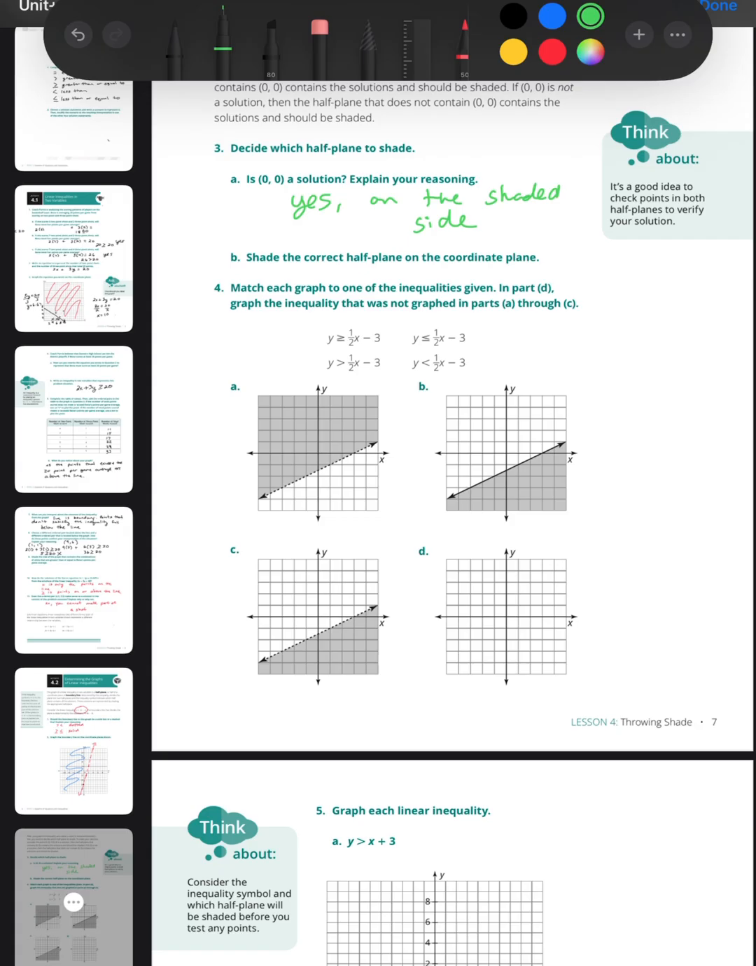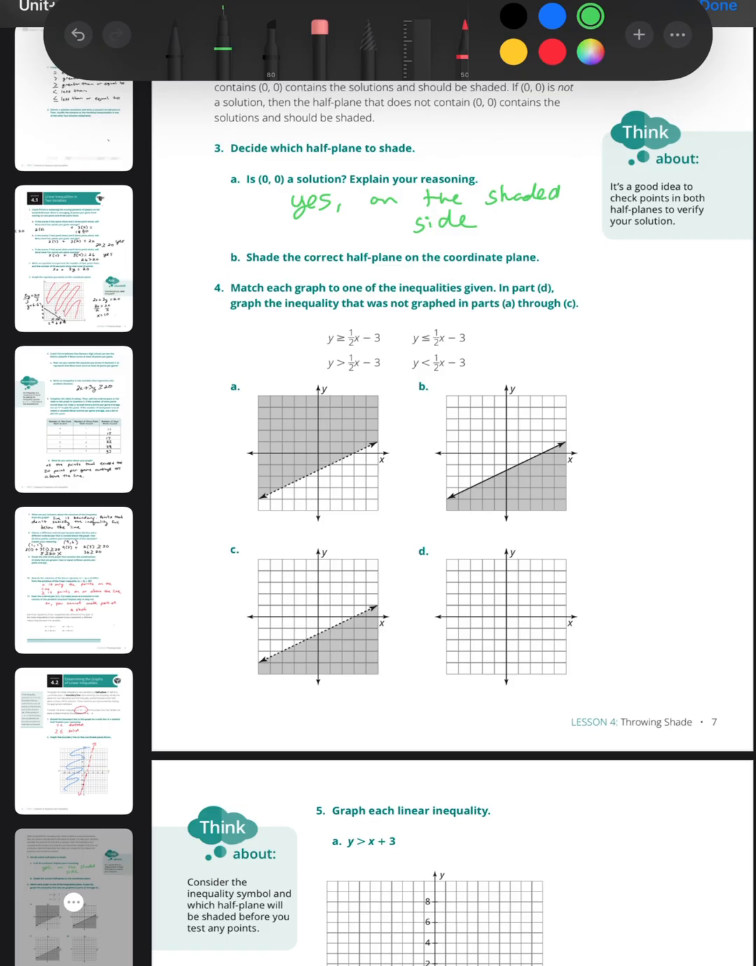x minus 3. So the first thing I look at to narrow it down is it has an or equal to, so it's got to be a solid line. That rules out A and C. So if I go look at B, that has a y-intercept of negative 3. That's correct. A slope of 1/2, up 1, right 2.